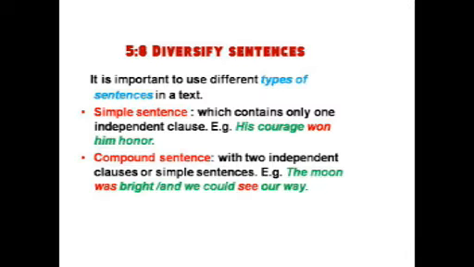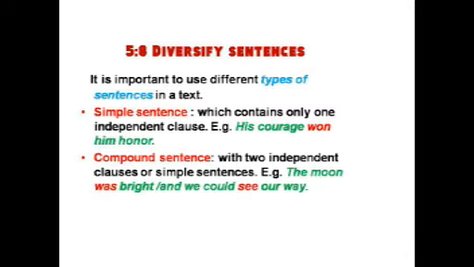First, we have a simple sentence. It contains only one independent clause. For example, his courage won him honor. So, it is just one clause. There is the main clause, which is also an independent clause, and here you have just one verb, the word in red. So this sentence has only one verb. So it is a simple sentence.